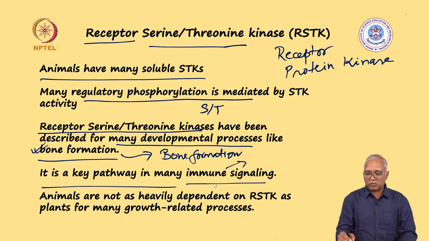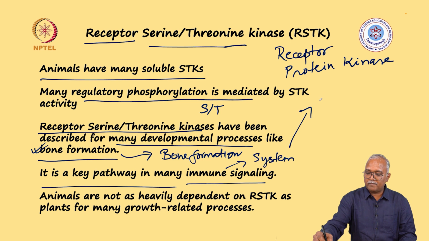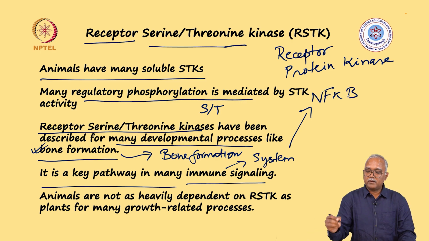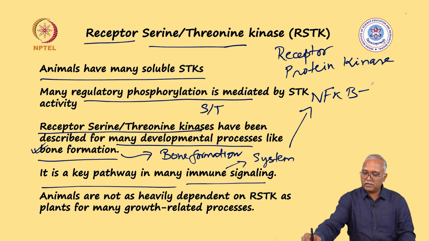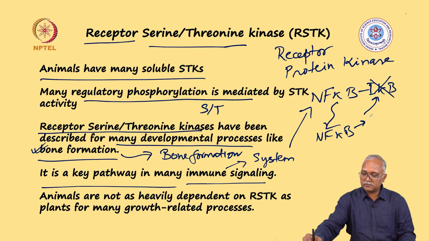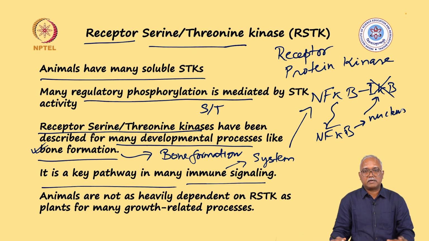This is a key signaling pathway in the immune system, where we saw the example of NF-kappa B, which is generally inhibited by I-kappa B. The phosphorylation event ensures that this I-kappa B is degraded. This molecule moves to the nucleus and binds to several sites. Depending on the signaling cue, it will ensure a particular transcriptional program is activated.